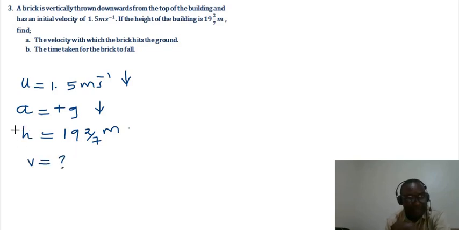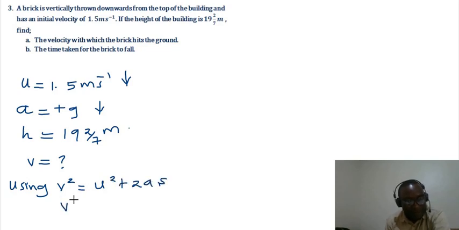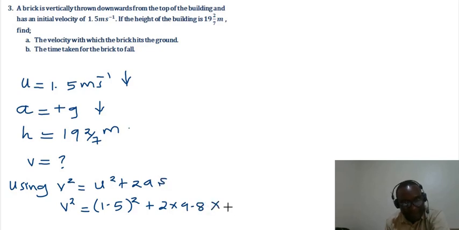This h here is the displacement of the brick from the original position, which is the top of the building. So using v squared equals u squared plus 2as, we now need v. This is v squared equals 1.5 squared plus, because it is being projected downwards, 2 times 9.8 times the displacement, which is 19 2/7.